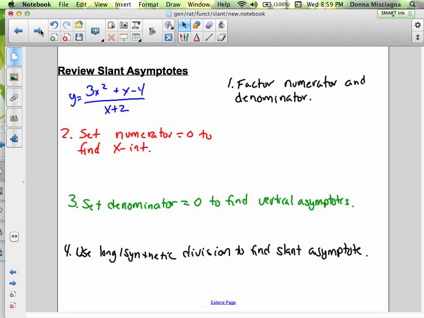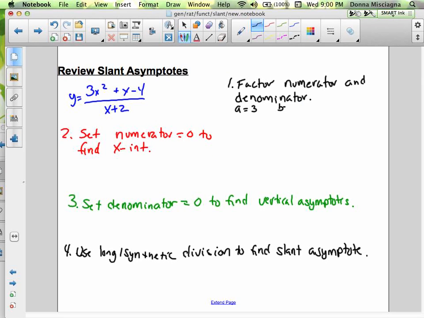So let's review slant asymptotes. All right, so step number 1, we're going to factor the numerator and denominator if it can be factored. The denominator is just an x plus 2. We can't factor that, but we can factor the numerator. All right, so a is 3.